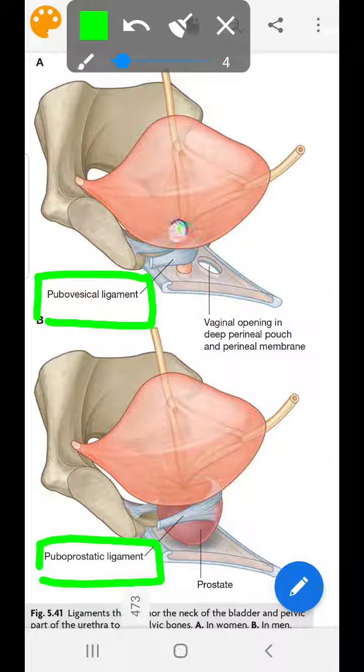So the neck is this region right from where the urethra will begin, and it is going to be fixed in position because of these ligaments. The pubovesical ligament is going to extend from the back side of the pubis, and it is going to surround this part. So this is the pubovesical ligament, and it's found in females. In males we have this ligament which blends with the fibrous capsule of the prostate. So these are the puboprostatic ligaments in males.